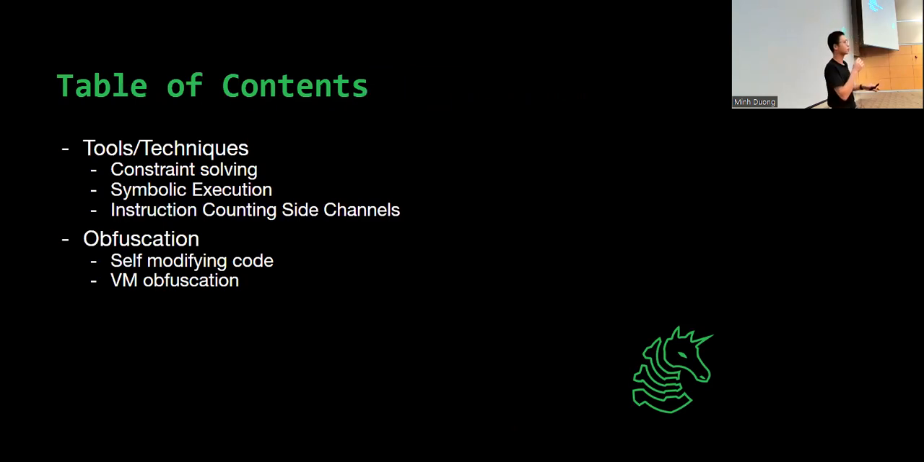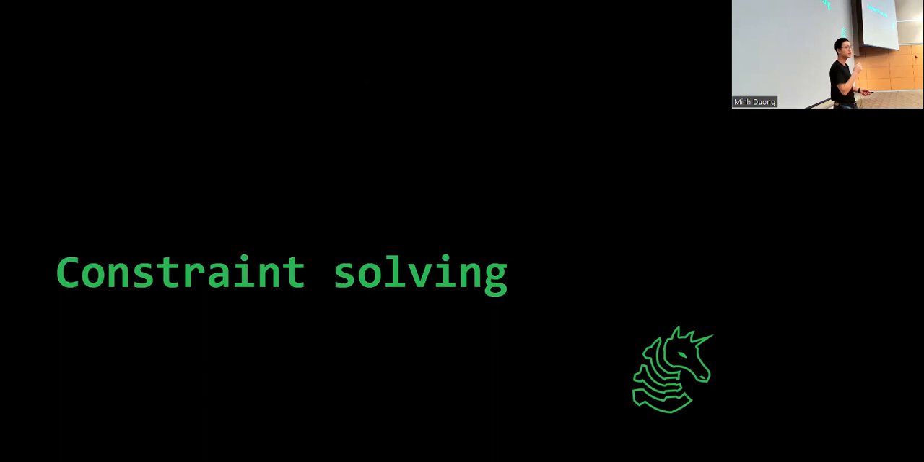Just a quick table of contents of what we're gonna cover today. First of all, different techniques. These include constraint solving, symbolic execution, and instruction counting side channels. I'll explain what each of those mean in a second. And then different obfuscation techniques that you might run into, binaries that are hard to reverse and how we can get around that. So there's self-modifying code, as well as VM obfuscation. VM is virtual machine.